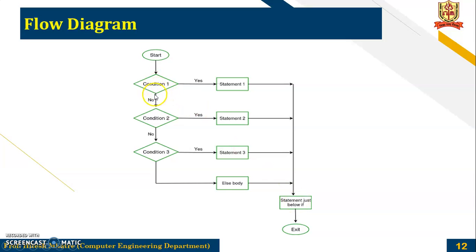Else if condition is false, then check condition 2. If condition 2 is true, execute this and again go with the flow of the program. Else check if condition 3 is true. If yes, it is true, execute statement 3 and go with the flow of the program. Else the else part, and then flow of the program and exit.